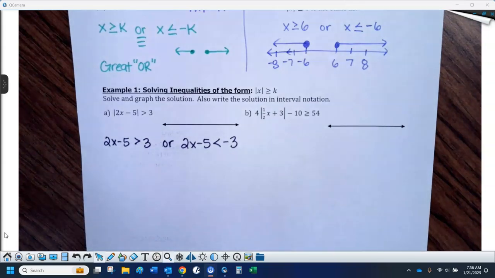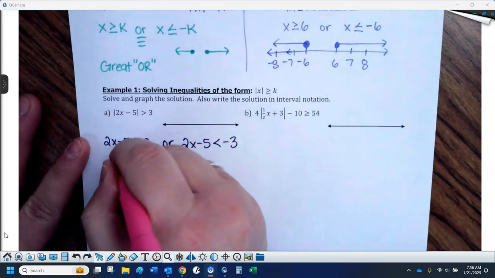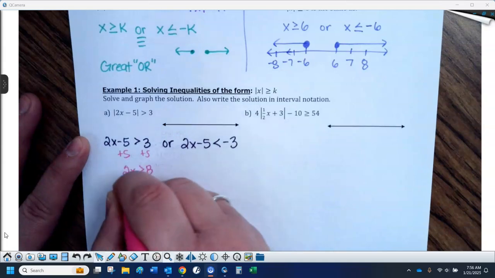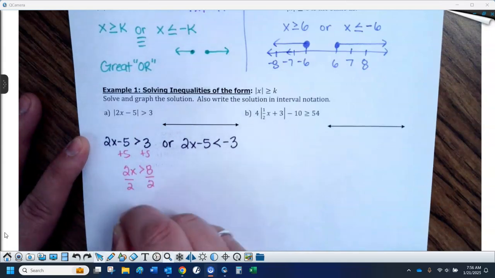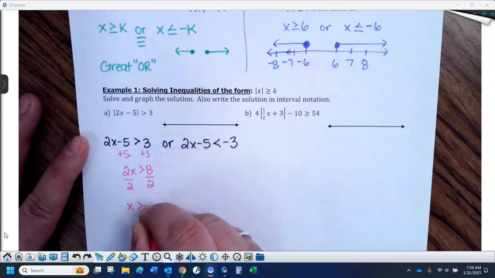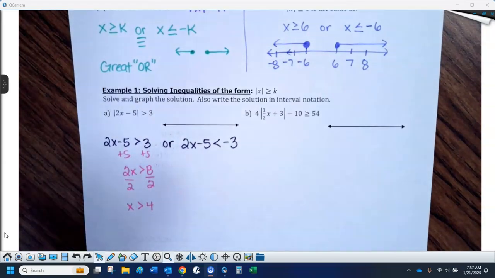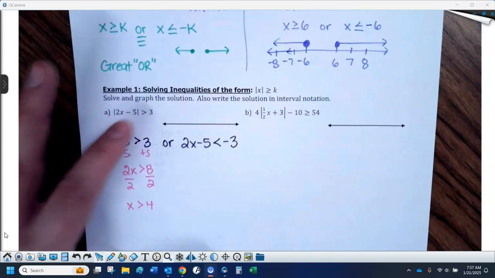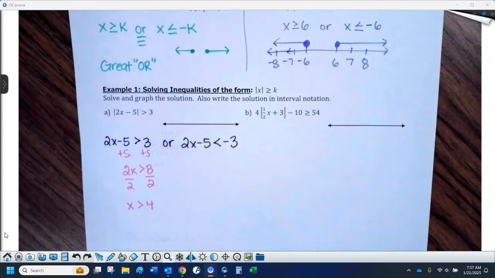Now, to go through here, what I would do is solve these like two separate little inequalities, right? I'm going to add 5. So I have 2x is greater than 8. Divide by 2. X is any number bigger than 4. If we plug any number bigger than 4 in for x right up there, it would make that inequality true.